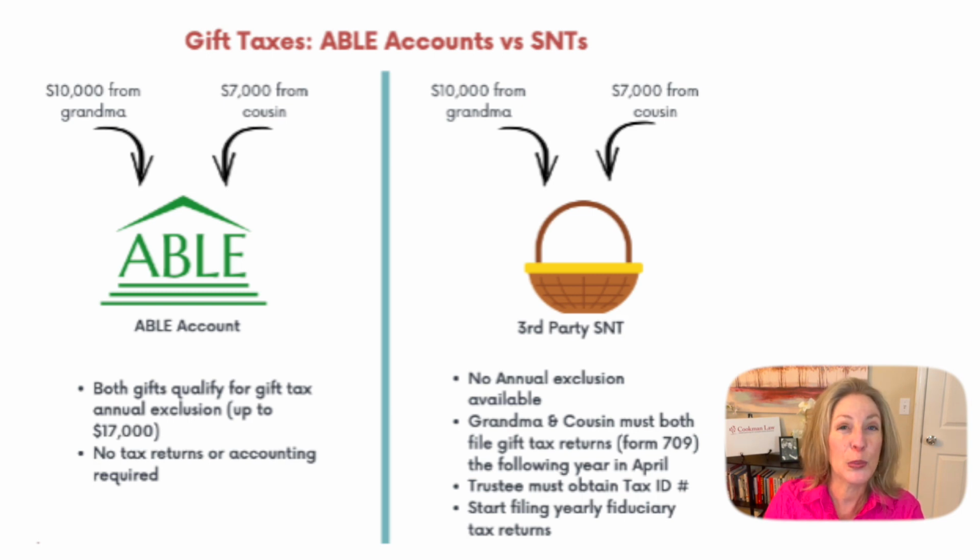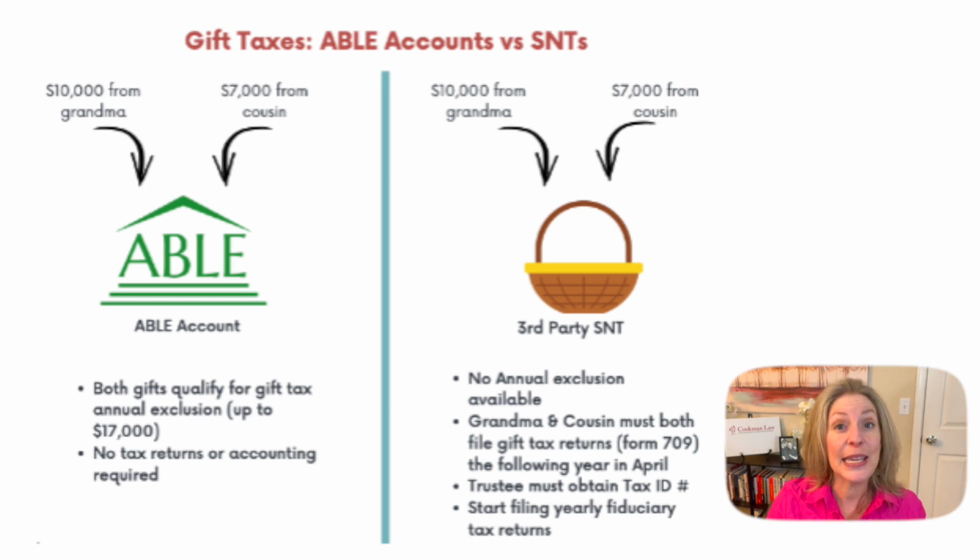And so you have to report any gift, no matter how small, to the IRS, and you have to file a 709 gift tax return, which is really a pain. And that eats away dollar for dollar at your estate tax exemption. So a lot of people don't want to do that. So that's where ABLE accounts can be super helpful.